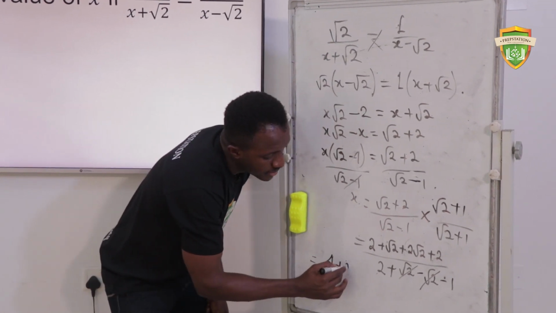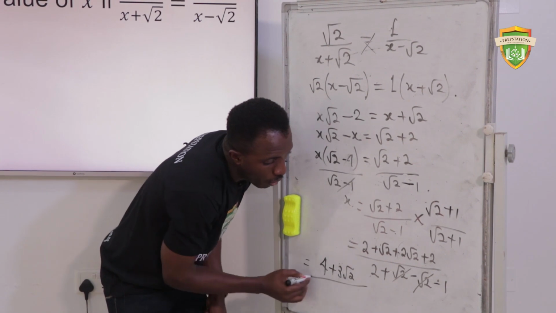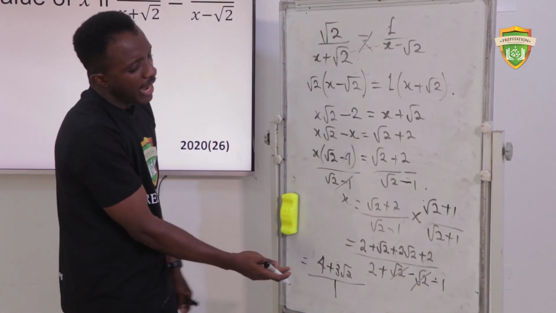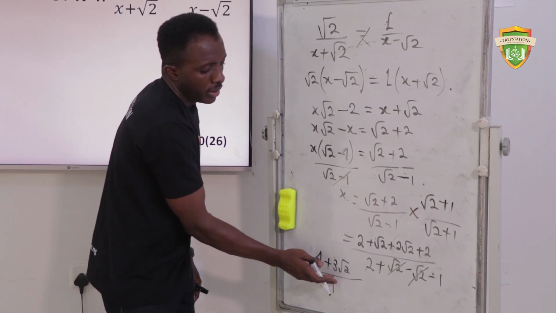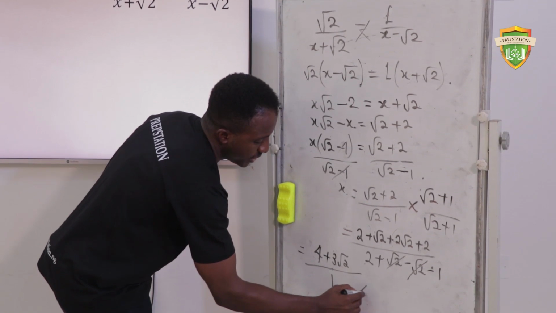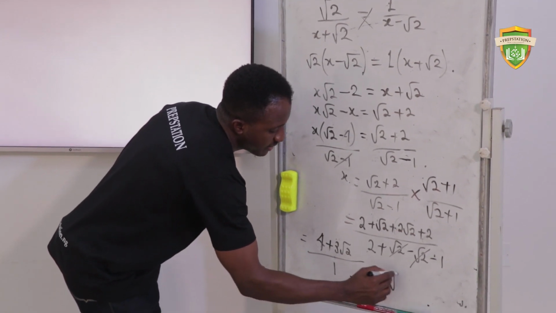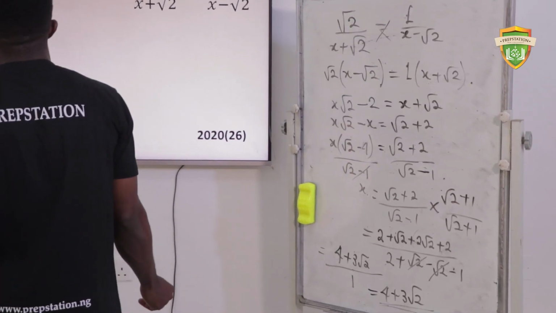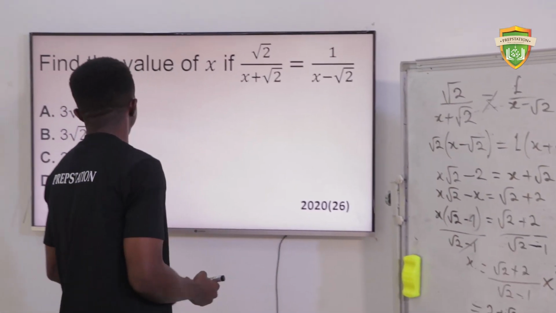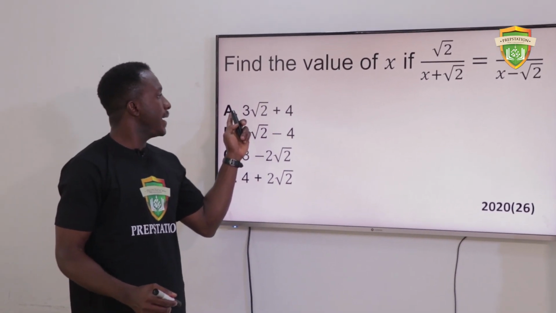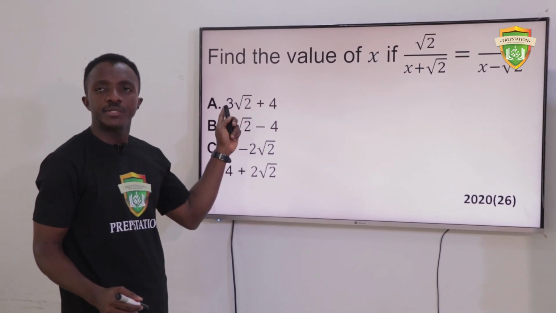So 4 plus 3 root 2 over 2 minus 1 is 1. And when you have 1 as a denominator, it's as good as leaving the numerator to stand alone. So the answer to the question is 4 plus 3 root 2, which is option A. 4 plus 3 root 2.